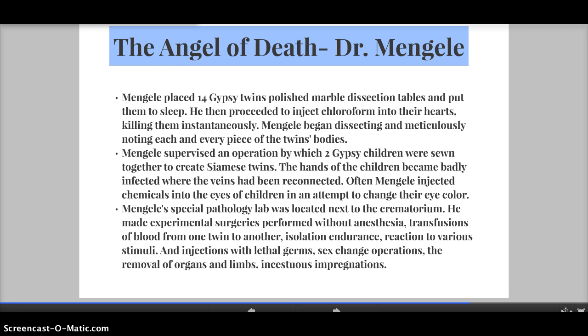He did experimental surgeries without anesthesia. He did blood transfusions from one twin to another. He tested reactions to various stimuli, and he injected people with lethal germs. He did sex change operations. He removed organs and limbs, and he participated in incestuous impregnations.